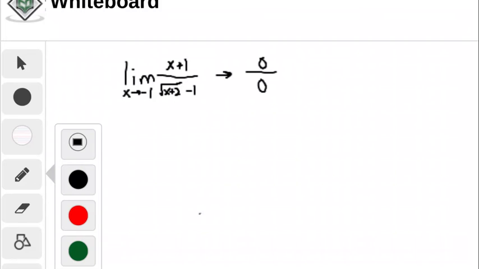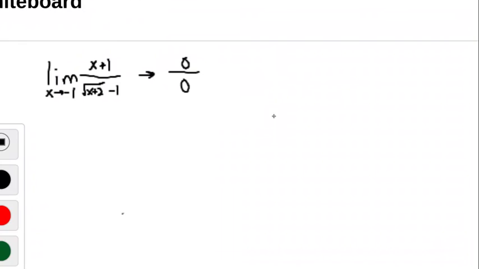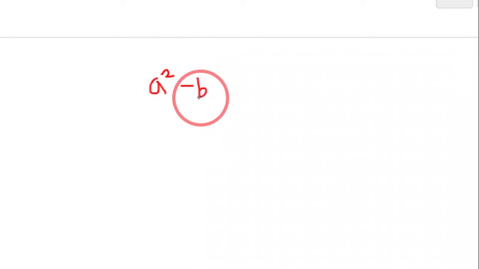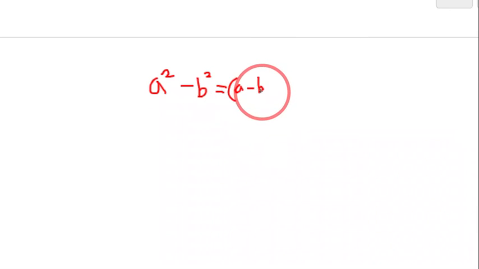So what I want you to do is think back to your algebra classes yet again. Think about a concept called the difference of squares. That stated, I'm going to write this over here in red, that a squared minus b squared equals a minus b times a plus b.